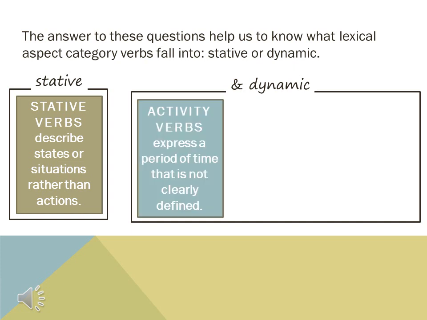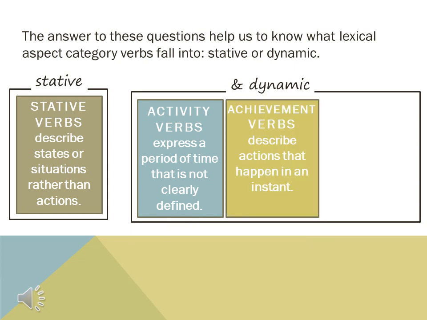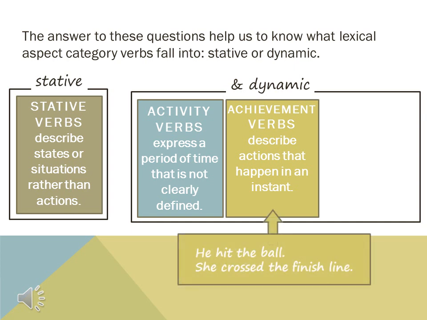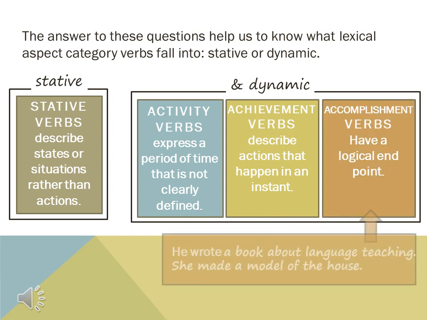Activity verbs express a period of time that is not clearly defined, like he is walking around the park, or this plant is really growing fast. Achievement verbs describe actions that happen in an instant, like he hit the ball, or she crossed the finish line. Accomplishment verbs have a logical endpoint, like he wrote a book about language teaching, or she made a model of the house.